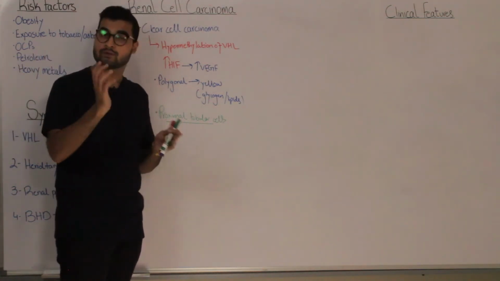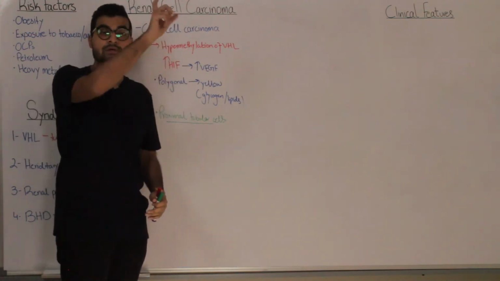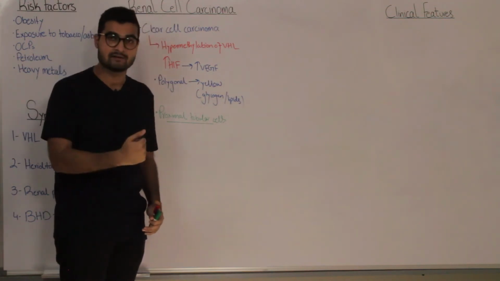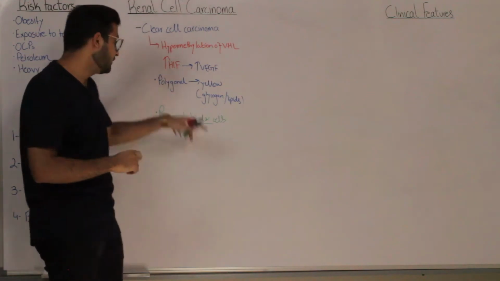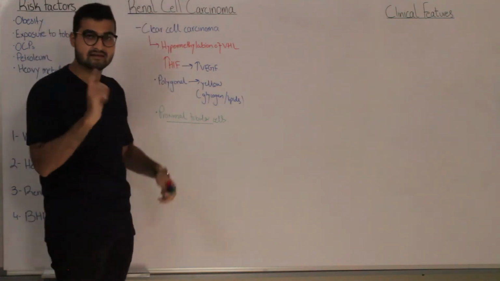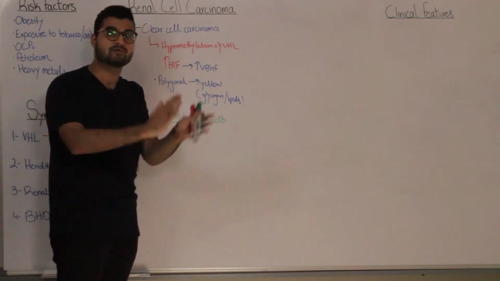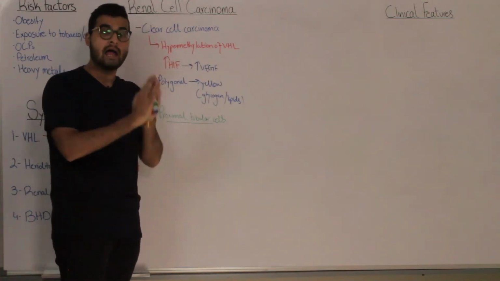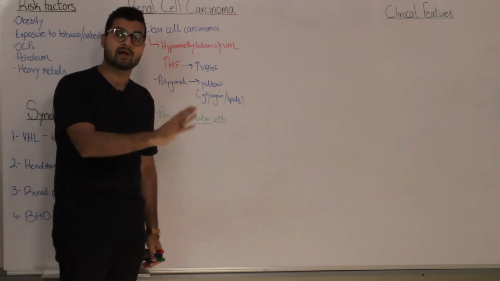Now this renal vein would turn into the inferior vena cava, and then from the inferior vena cava it's going to enter your right atrium, then your right ventricle. So basically inferior vena cava and then your right side of the heart. So this carcinoma has the tendency to invade the renal vein, and from the renal vein it can also involve your inferior vena cava, and if left untreated it can also progress to involving your right side of the heart.